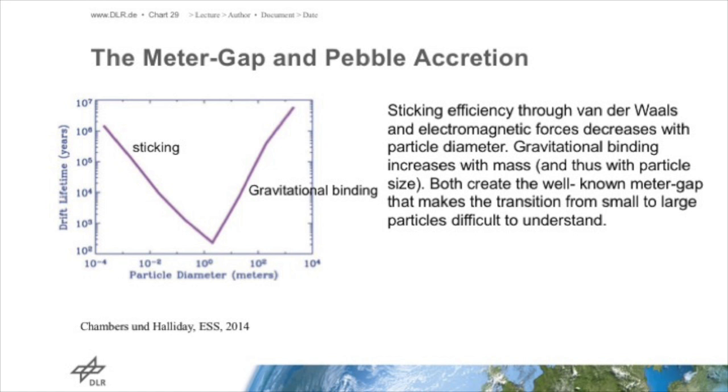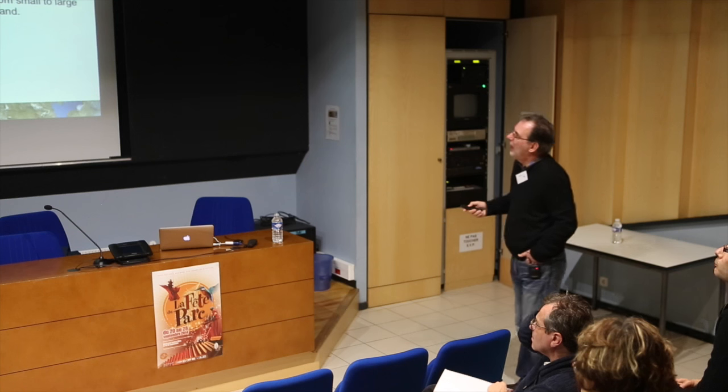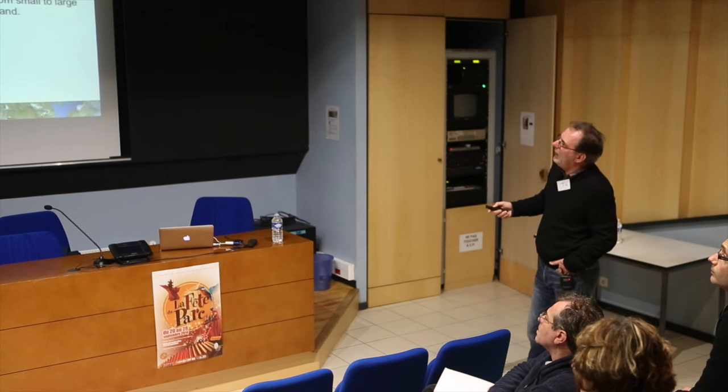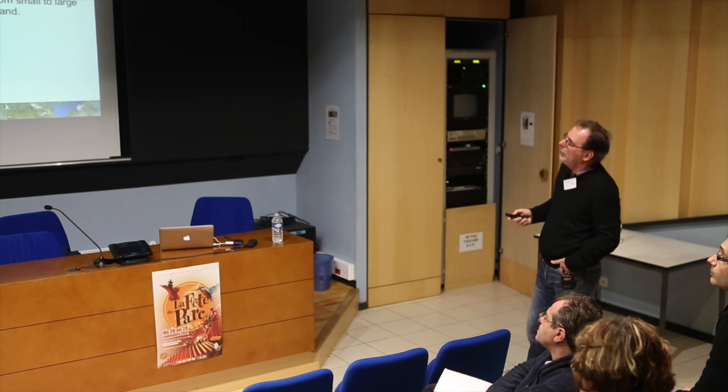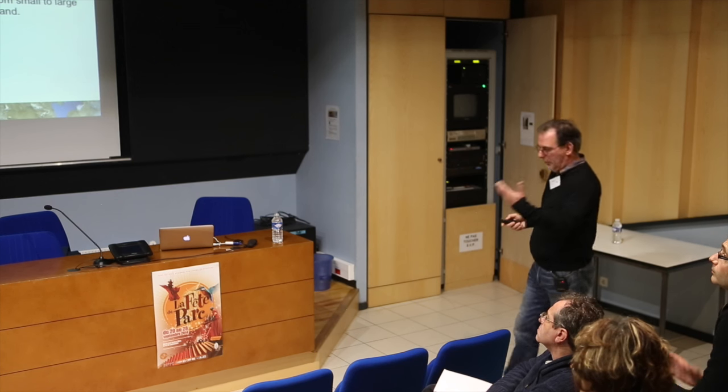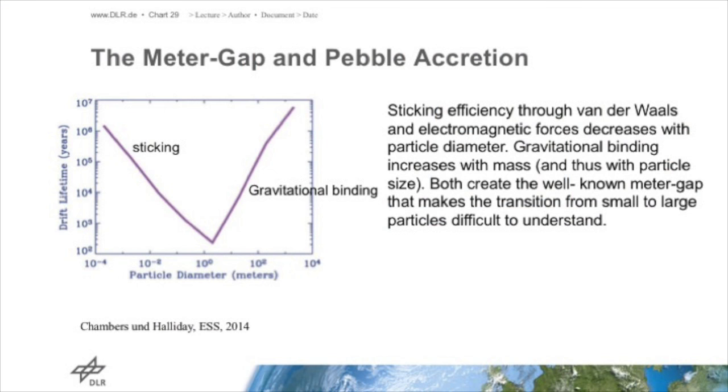Now, it's been a problem for many years how to get through this gap. How do you actually, in the formation of a planet, get the planetesimal to cross this gap, and not, if you start at small sizes, just be stuck here?